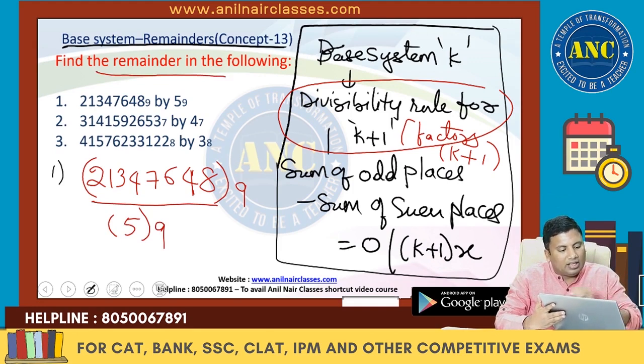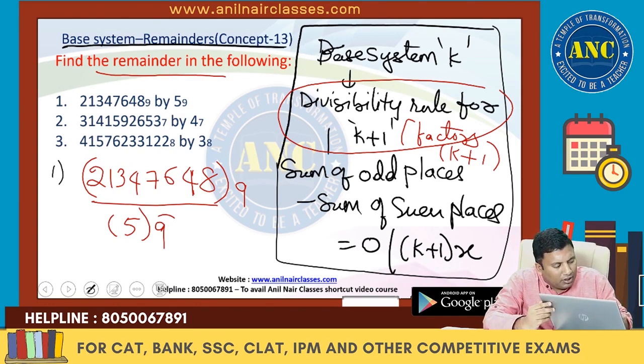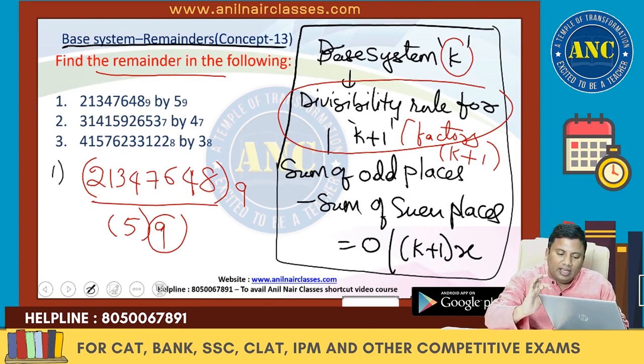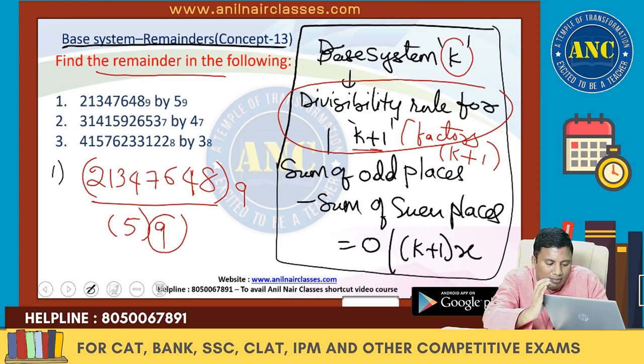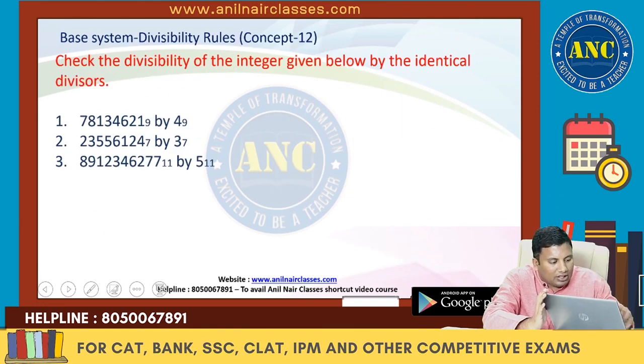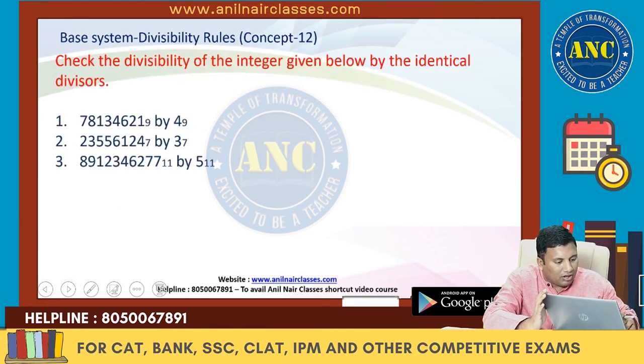Find the remainder in the following. So if I take this example, this is in base system 9, K is 9. If K is 9, what is the divisibility rule for 9 plus 1, which is 10? Sum of odd places minus sum of even places. It is not only for K plus 1, it is also for a factor of K plus 1.